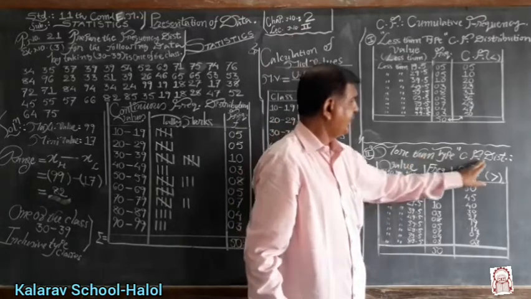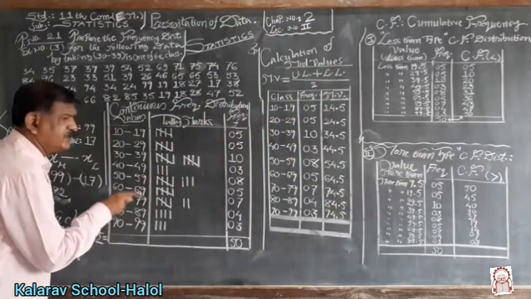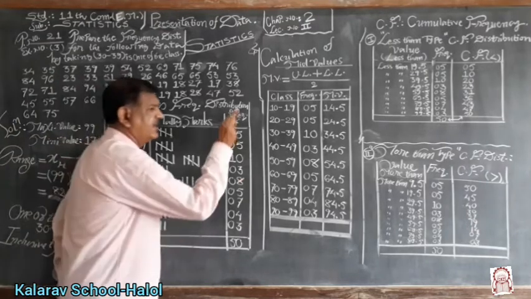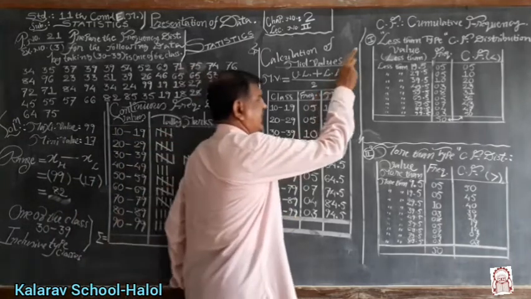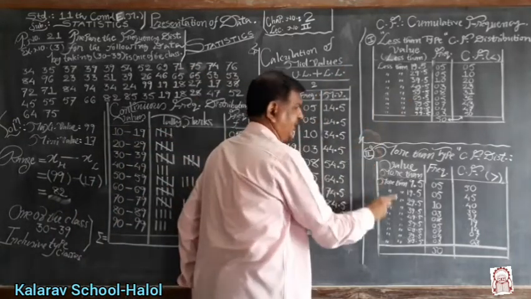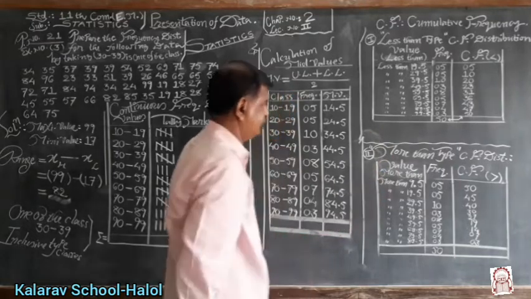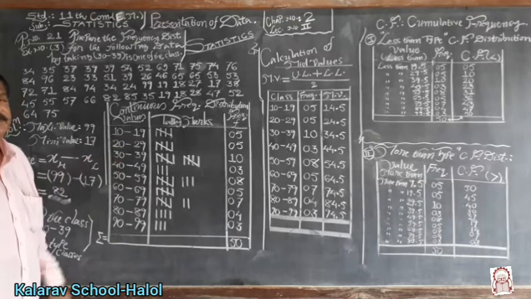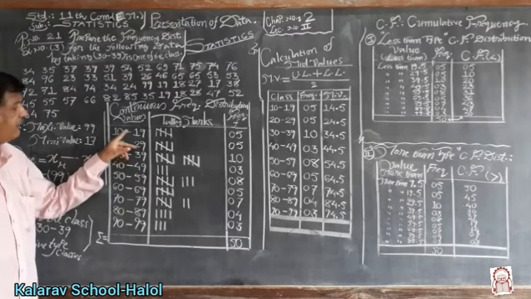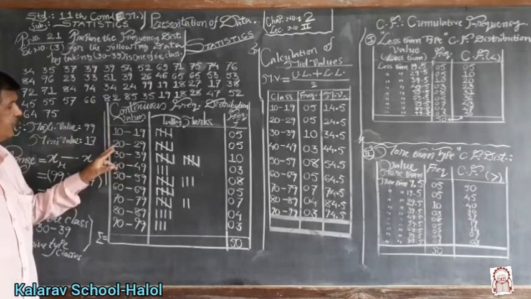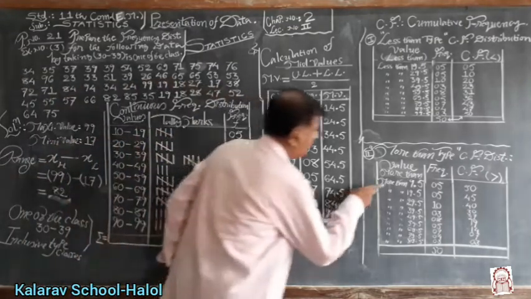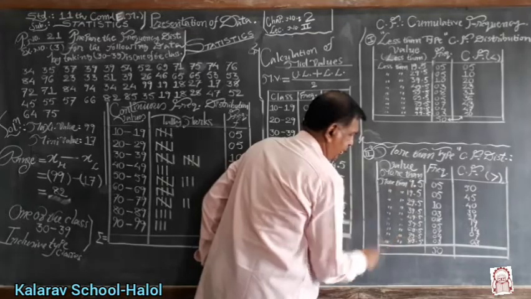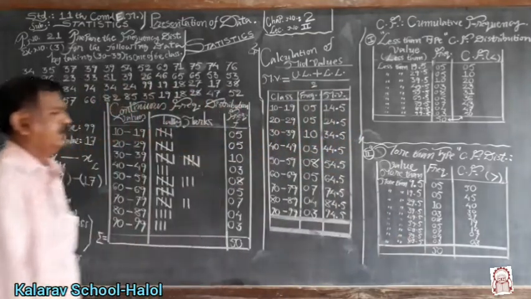Now, more than type cumulative frequency distribution. This is a simple frequency distribution, and with the help of it, what have we calculated? Calculation of mid value, calculation of less than type CF, calculation of more than type CF. For more than type, take the lower limit point: more than 9.5, more than 19.5, more than 29.5, and so on up to more than 89.5.